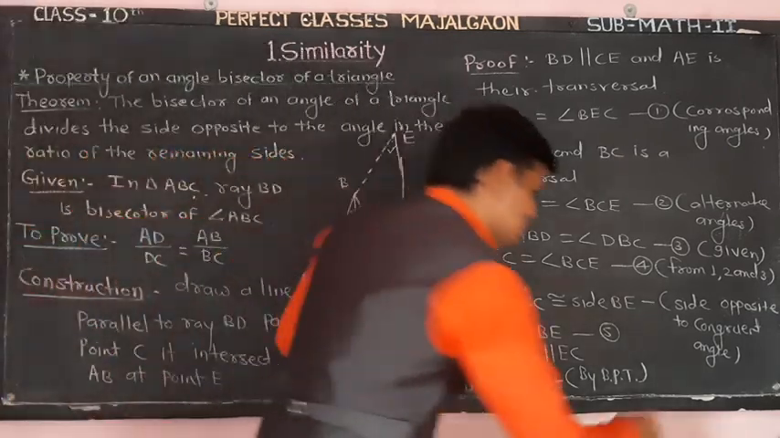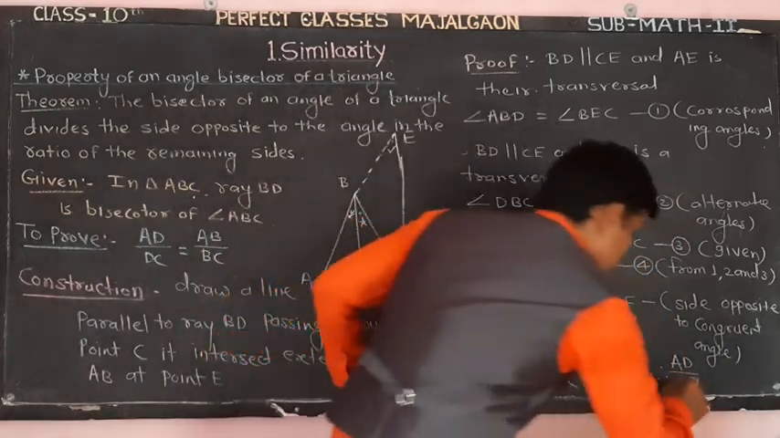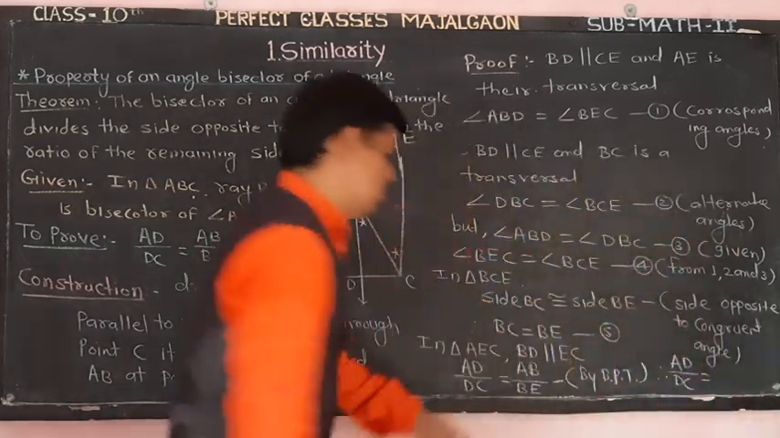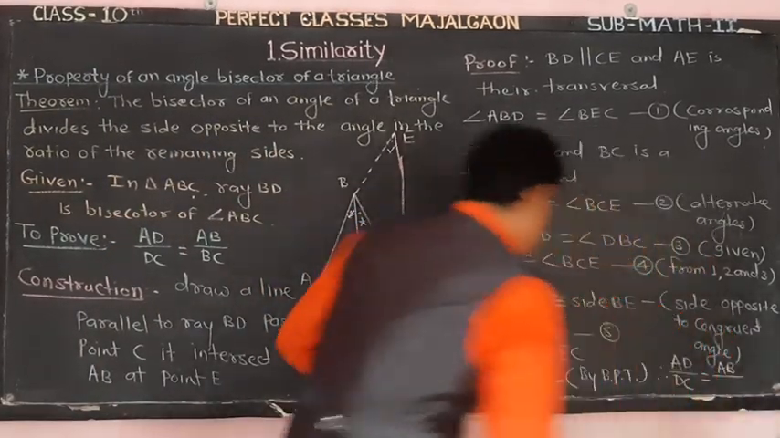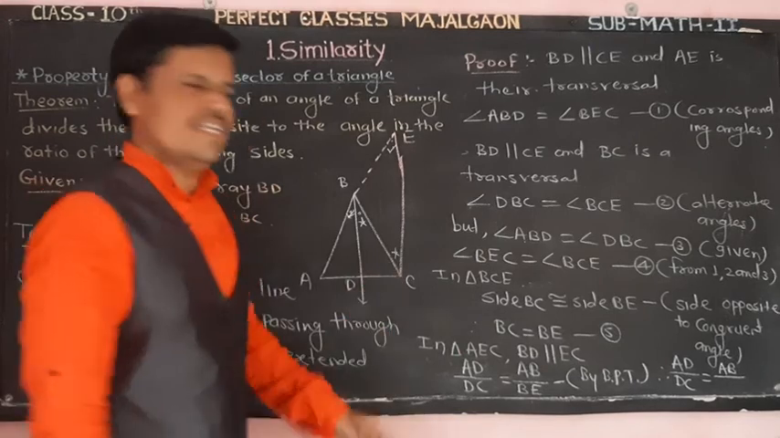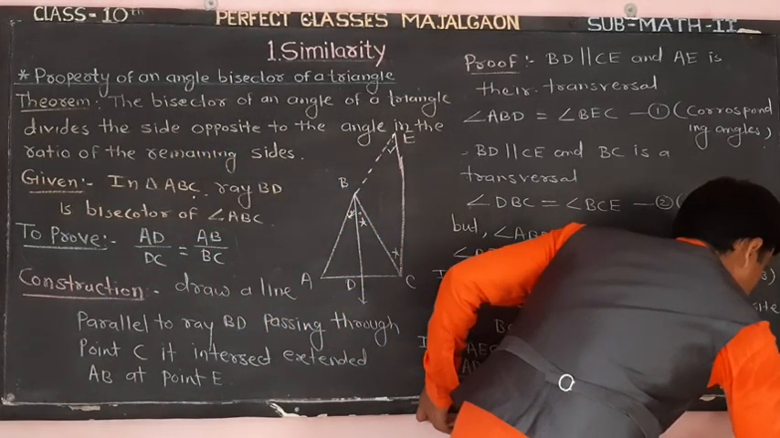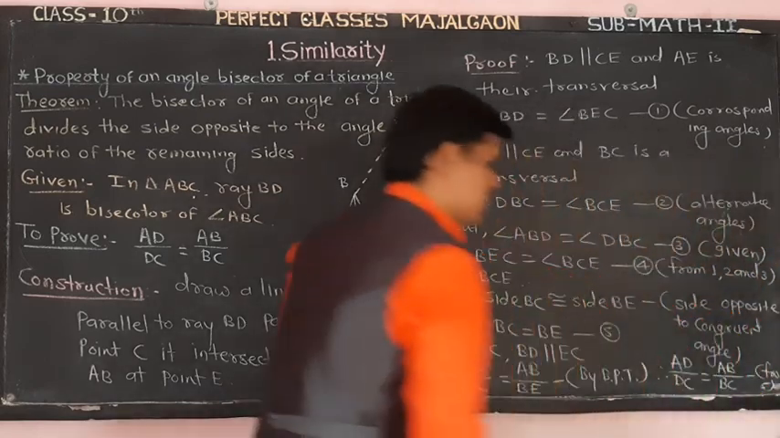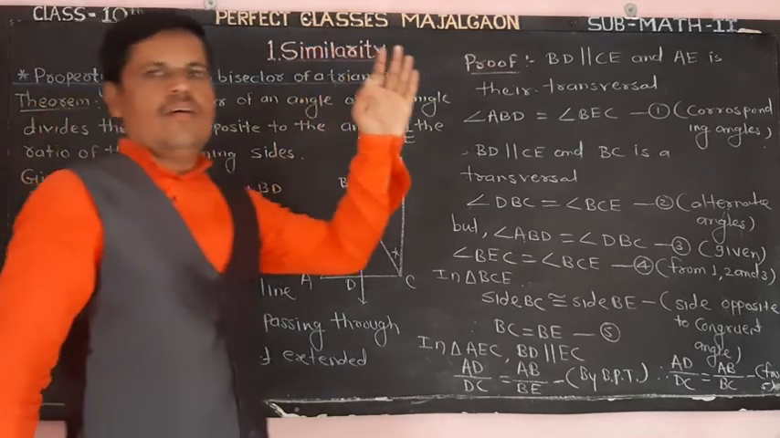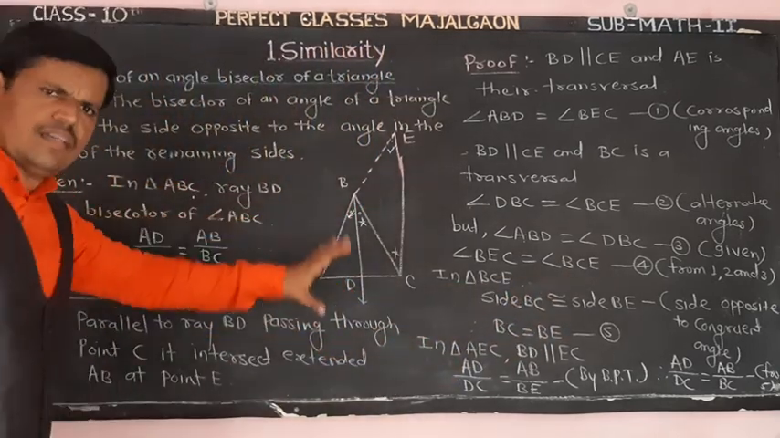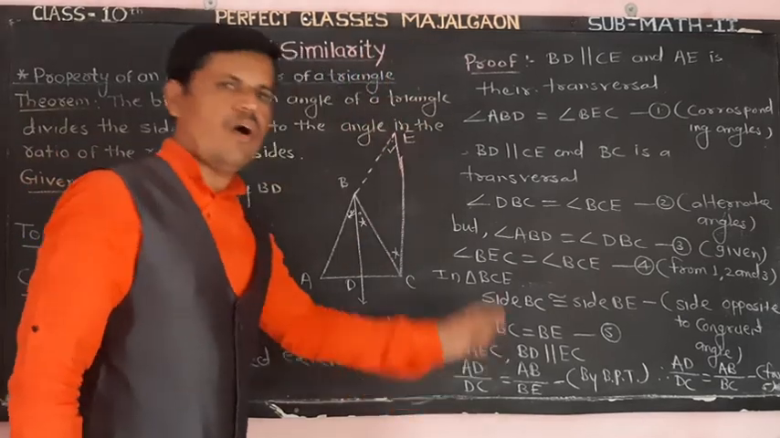The proof is that therefore AD upon DC, it will be written as it is, equal to AB upon, replace BE by BC. Therefore I will write BC from equation 5. Here we prove the property of angle bisector of a triangle. First we construct a triangle, write given, to prove, construction, and this is the proof of this theorem.